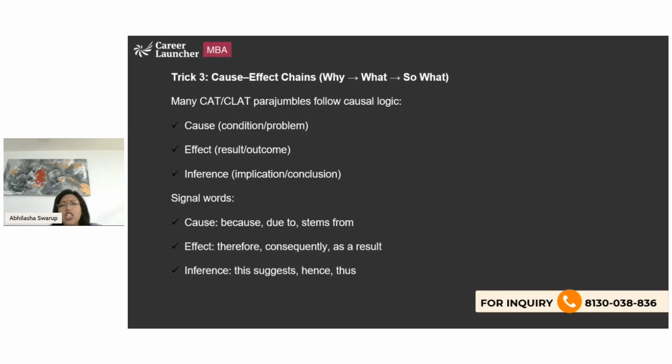Cause effect is such an important thing while you're solving your para jumbles. Remember, the cause effect chain is why something has happened, what has happened, and so what. So that's so easy and simple for you to remember. Why, what, so what. Right now, para jumbles, a lot of them will follow causal logic. Cause can be the condition or the problem, the effect is the result or the outcome, and the inference is the implication or conclusion. So CEI, cause, effect, inference. That's going to be the thing that you remember and arrange. That's how you will arrange. Start with the cause, then go to the effect, then go to the inference.